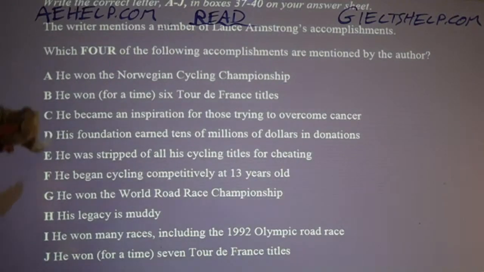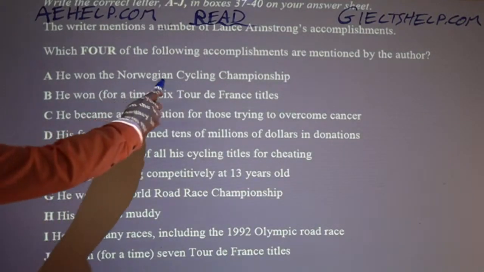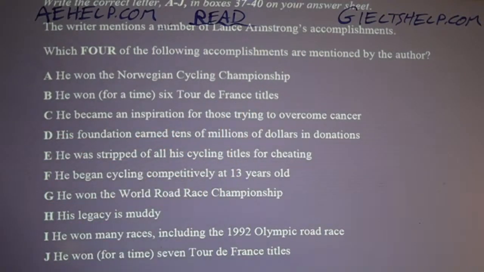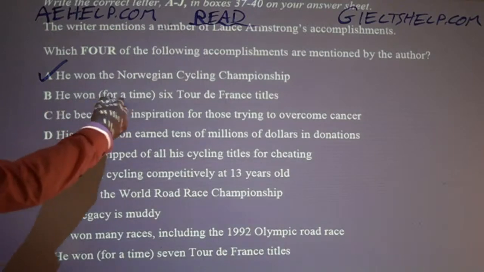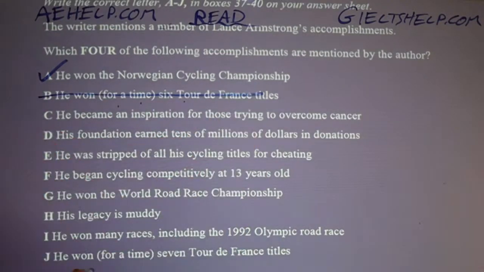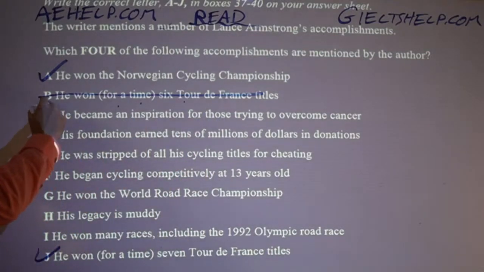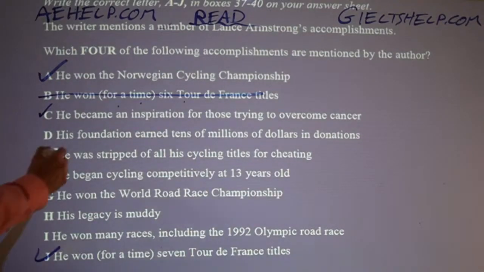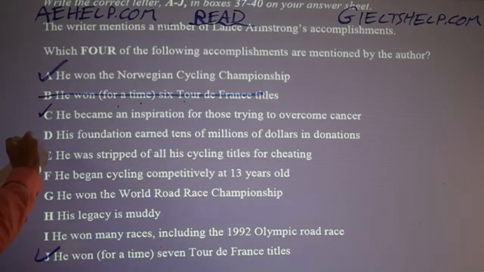Okay, so you get this by understanding the passage. He won the Norwegian Cycling Championship. Okay, that one he did. All right. B, he won for a time 6. No, because he won 7. So J is the one he did, right? He became an inspiration for people trying to overcome cancer. Certainly, that's something that he accomplished. D, his foundation earned tens of millions of dollars in donations. That's maybe an accomplishment of his foundation through him.